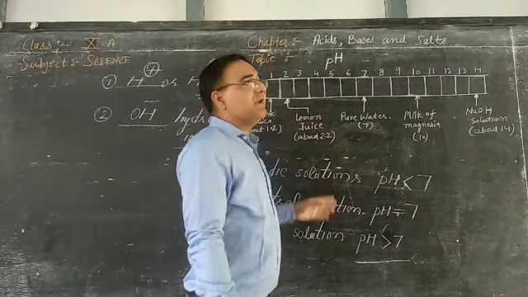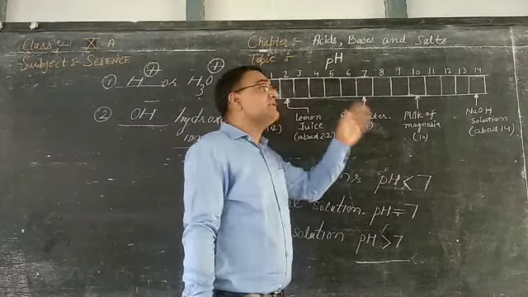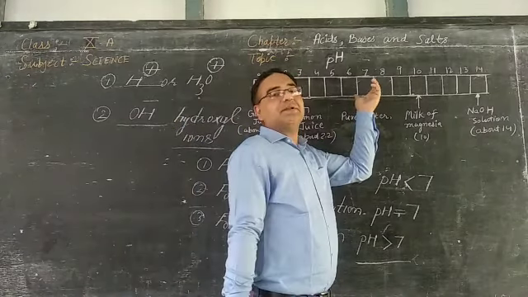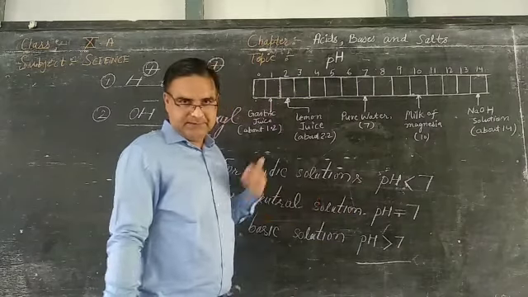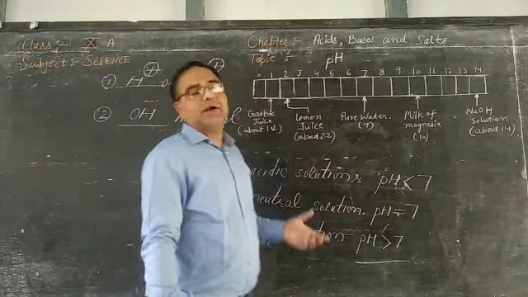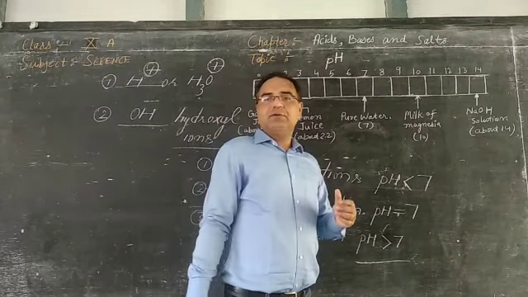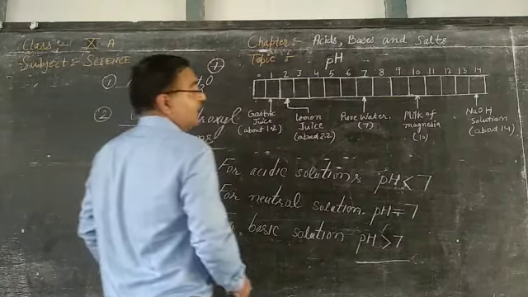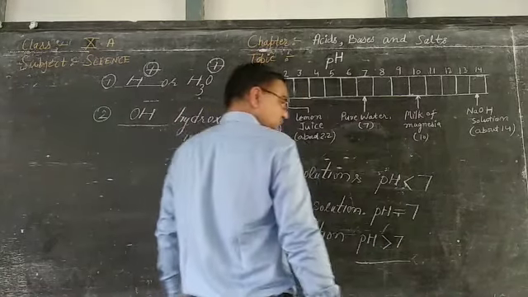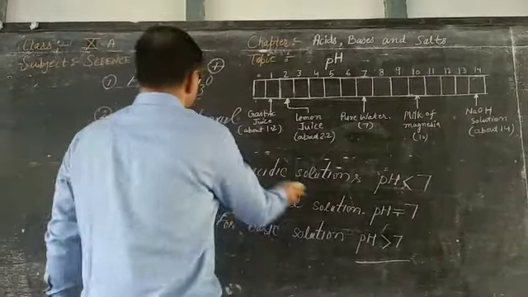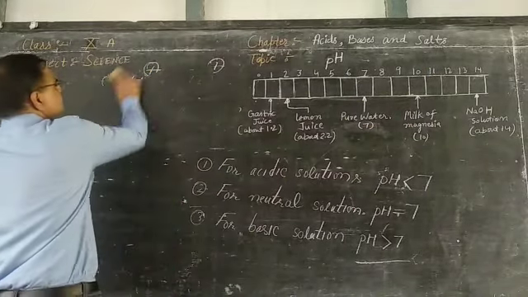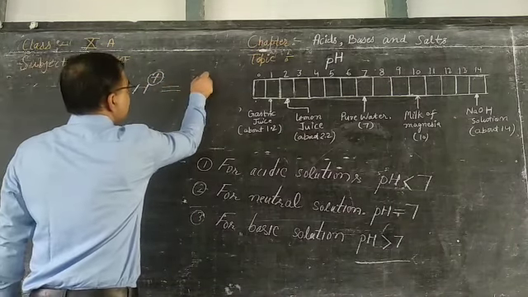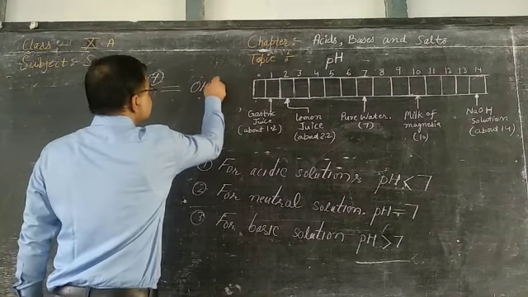And if the pH value lies between 4 to 7, it means the solution is weakly acidic. And if the pH value of the solution is 7, it means the solution is neutral. Our mineral water is neutral in nature because its pH value is equal to 7. What does it mean? In a neutral solution, the concentration of H+ ions is always equal to the concentration of OH- ions.